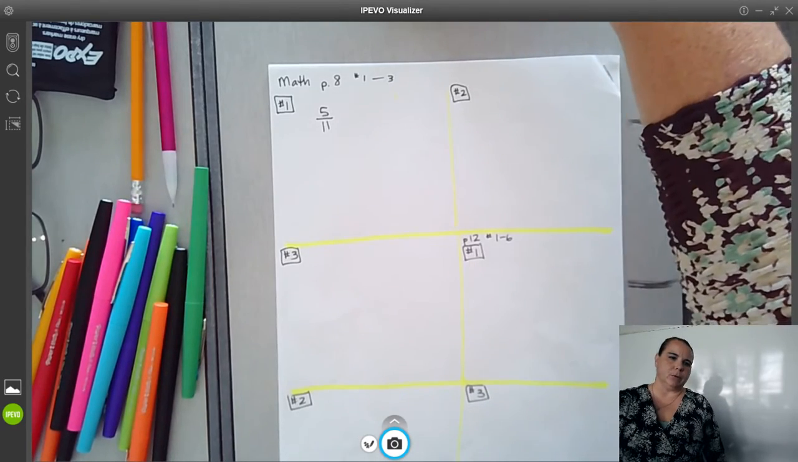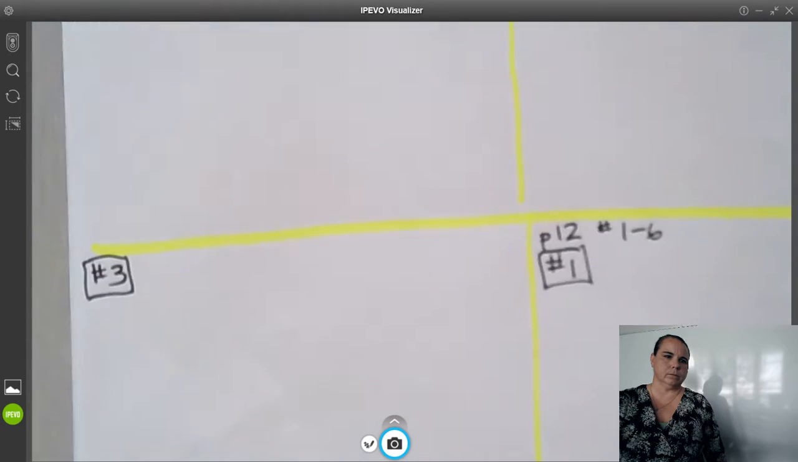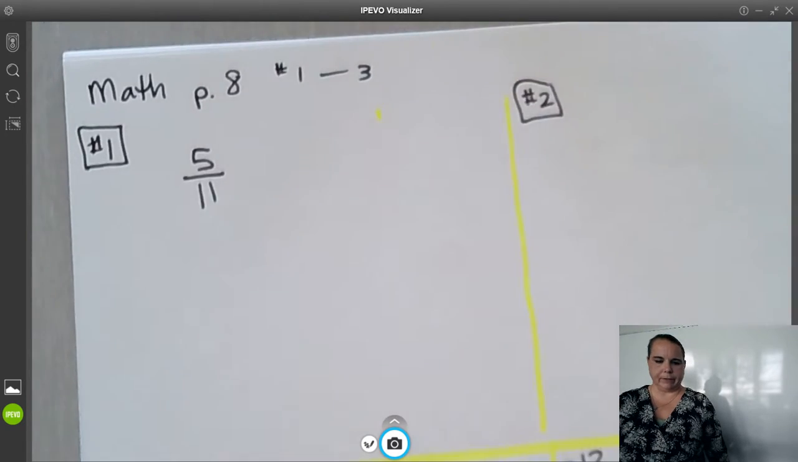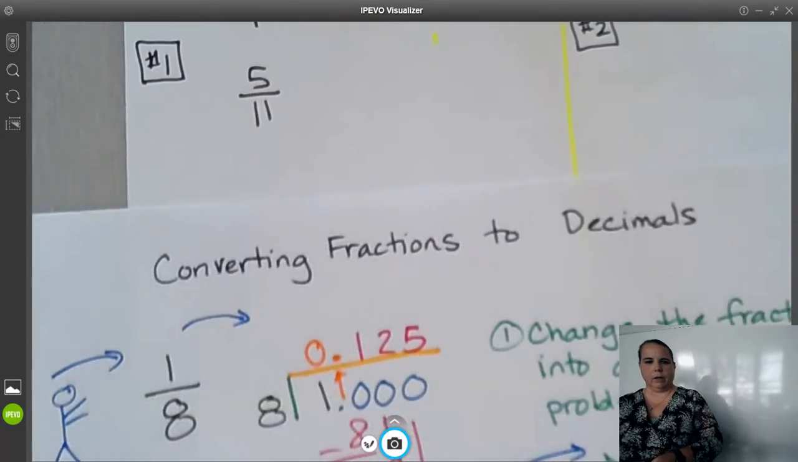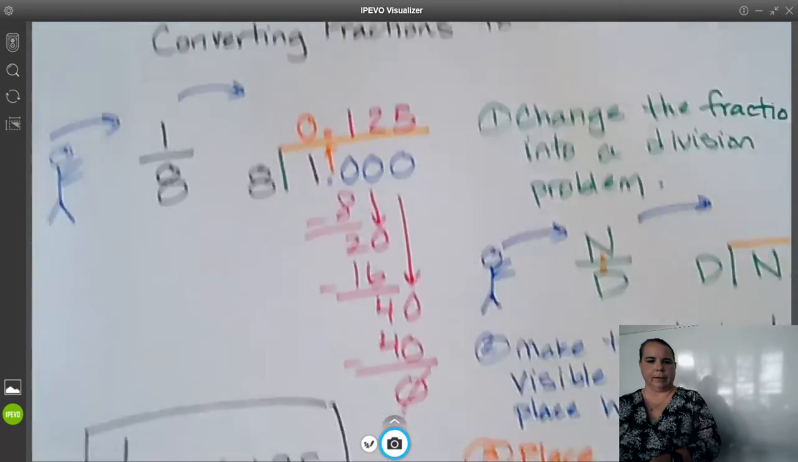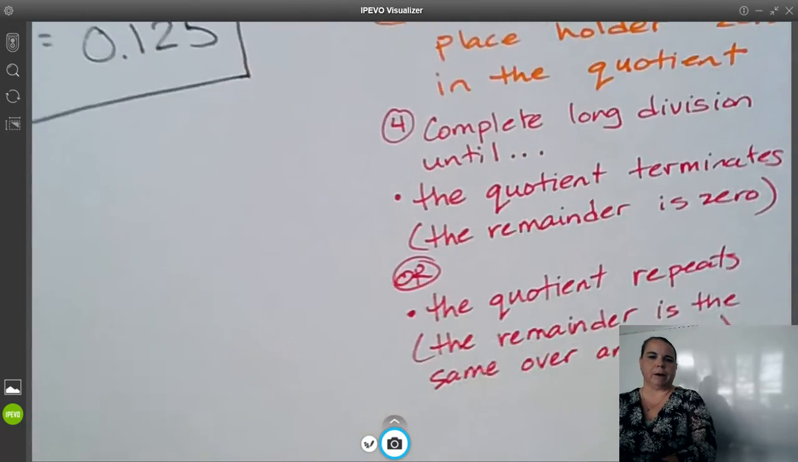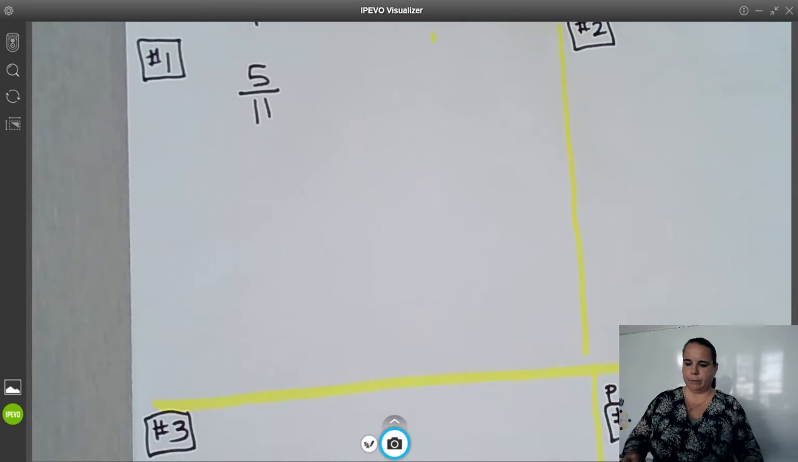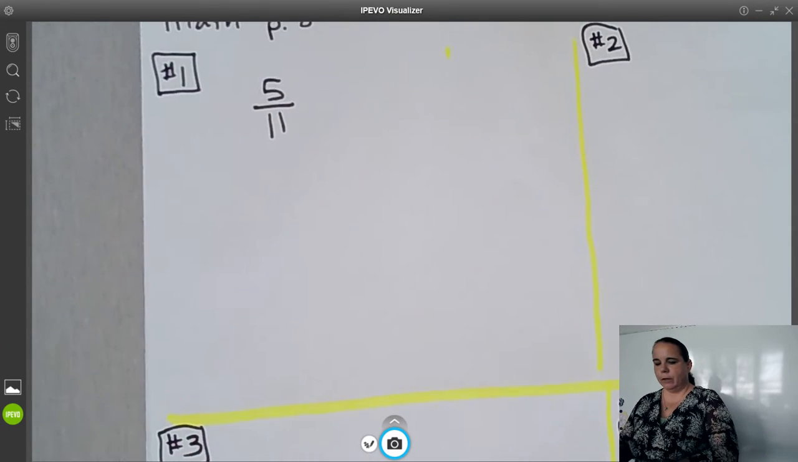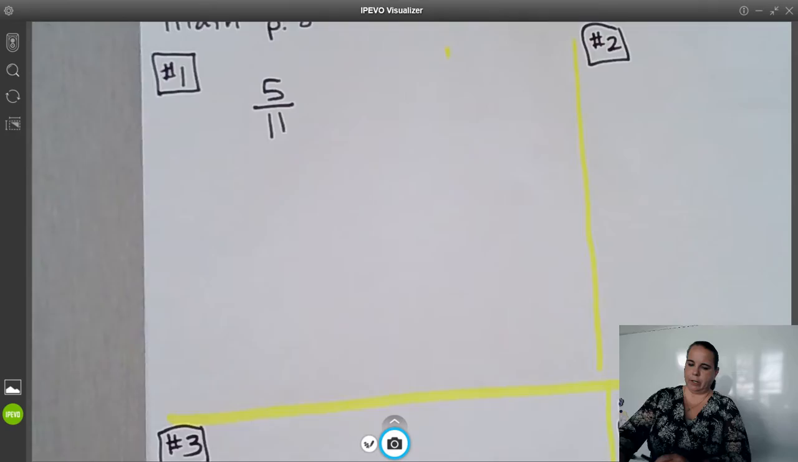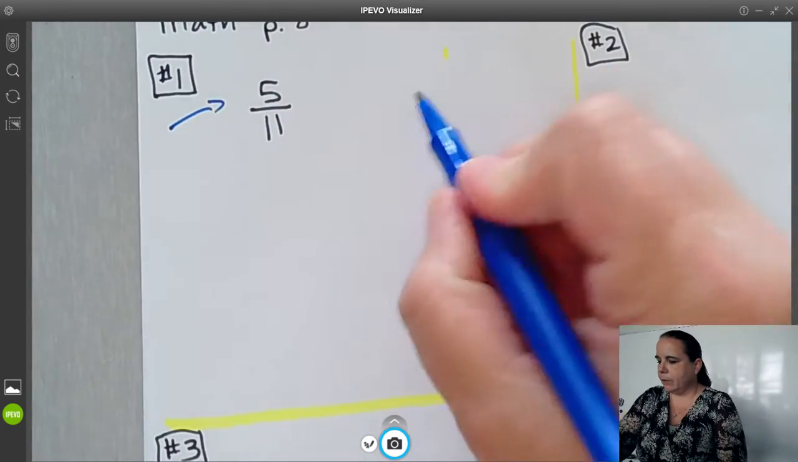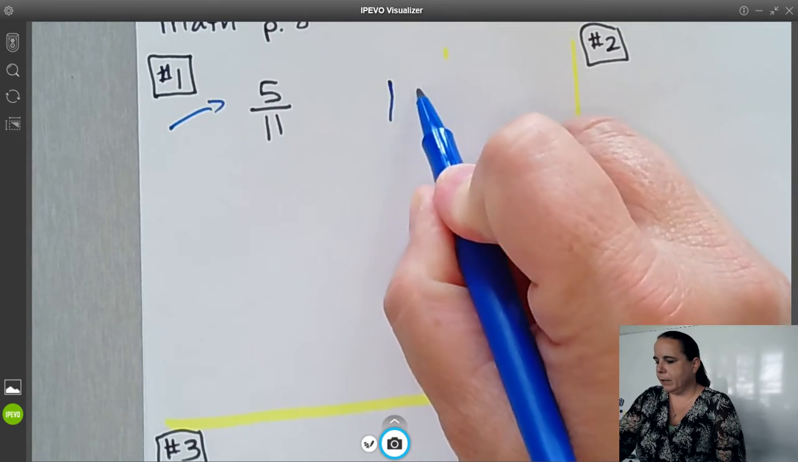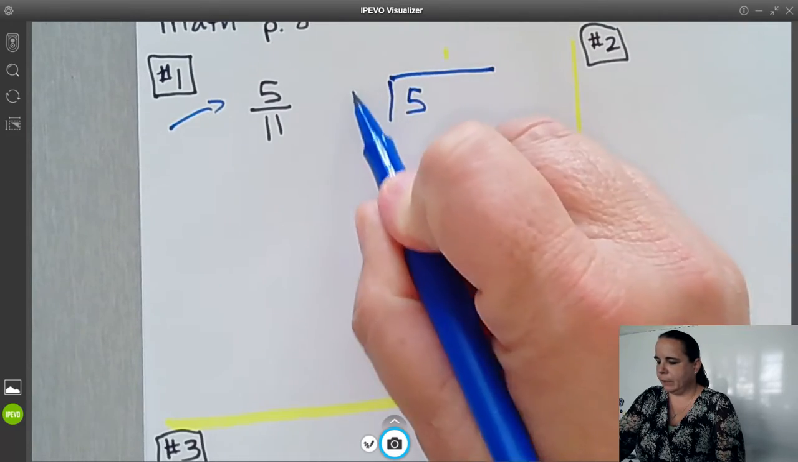All right, so let's look at number 1. 5/11. Hopefully you watched the video that has these step-by-step directions right here. I may reference some of those directions as I go over this problem. Okay, so the first thing you're going to want to do is think to yourself, all right, we're going to knock this fraction over. It's going to fall over. And so when it falls over, the 5 goes on the inside and the 11 stays on the outside.